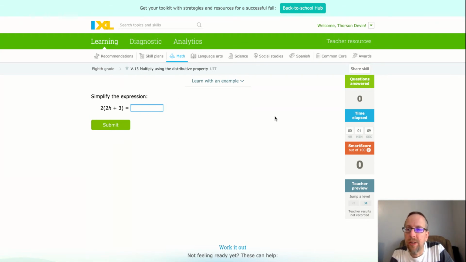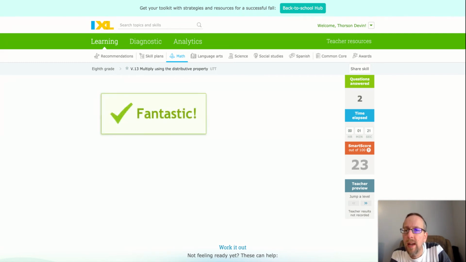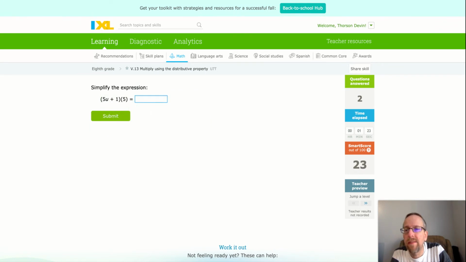So I'm going to distribute in the 2, get 4h plus 2 times 3 is 6. I'm going to distribute in the 4, get 8 plus 4 times 3 is 12j. I'm going to distribute in the 5 the other direction, which is 5 times 5 is 25u, plus 1 times 5 is 5. I'm going to distribute in the 3. 3 times 3 is 9, plus 9k.